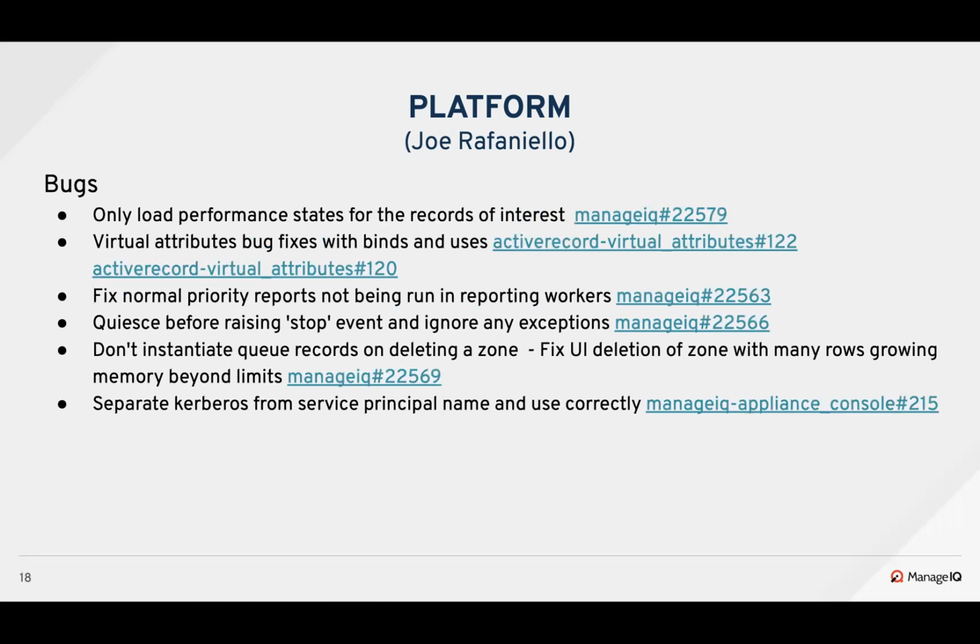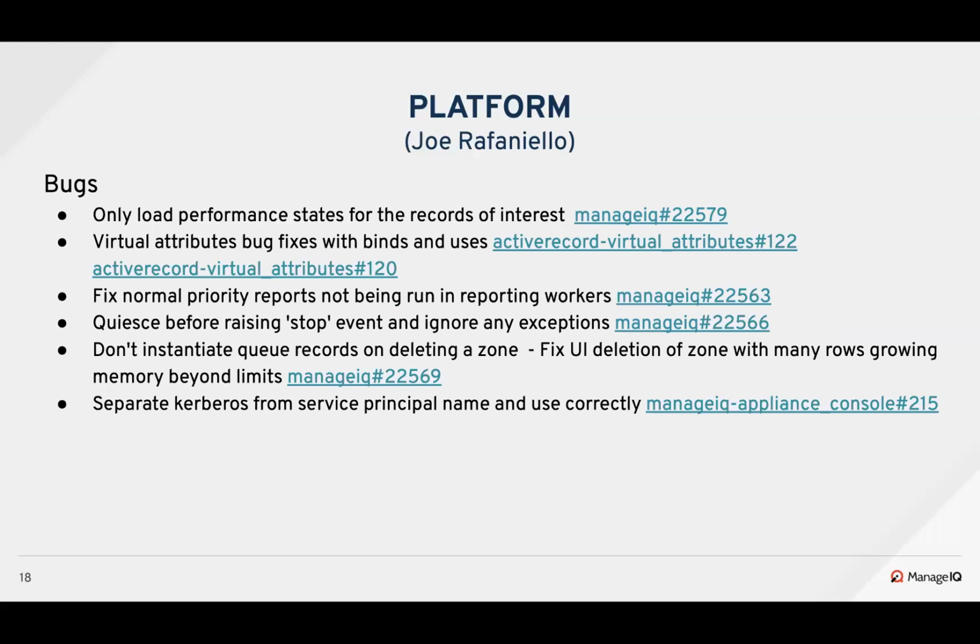For platform bugs, this is technically a bug enhancement, but Keenan improved the rollup child metrics by limiting the performance states records to only ones relevant to the desired object. Keenan also fixed two bugs in virtual attributes around binds and uses. I fixed a bug where the normal priority reports were not being run in the reporting worker, and therefore likely sitting behind other slow non-reporting work.